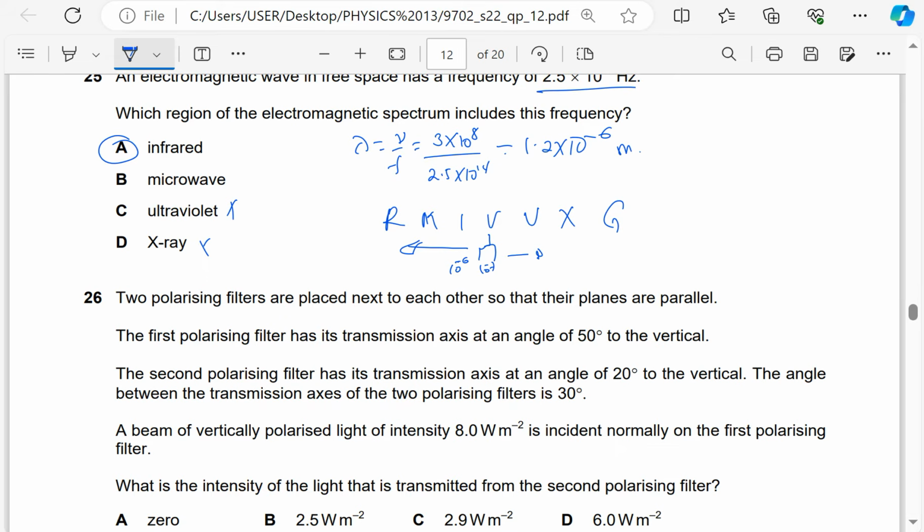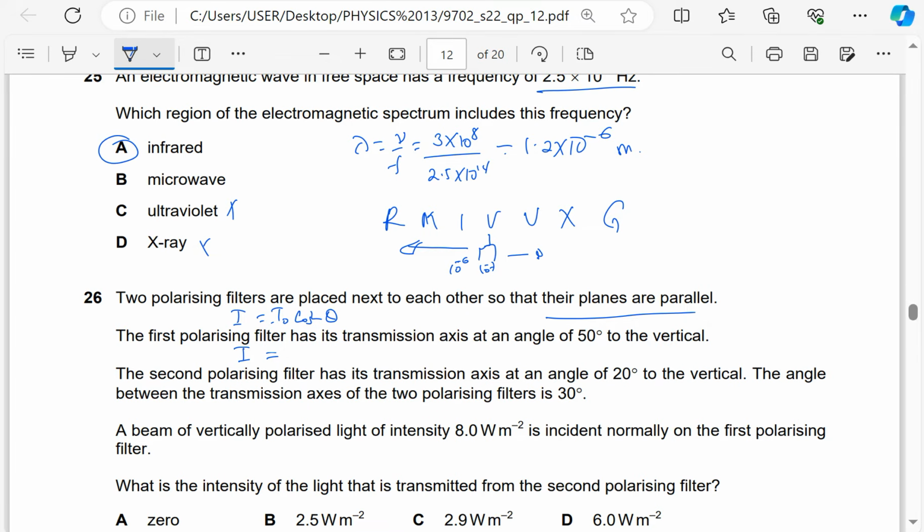Two polarizing filters are placed next to each other so that their planes are parallel. The first polarizing filter has a transmission axis at an angle of 50 degrees to the horizontal. So the intensity which is transmitted through, remember, intensity is equal to I naught cos squared theta. What is I naught?